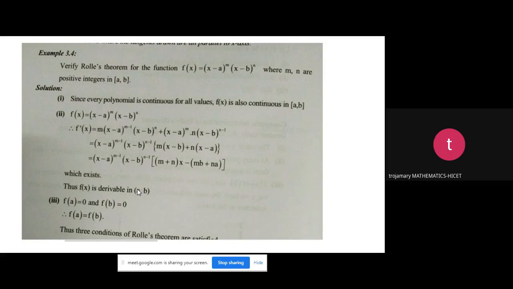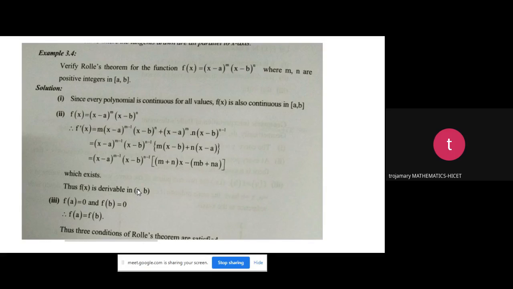Then the derivative exists in the open interval a b, so it is differentiable. Then f of a is 0, f of b is 0. Just find the value for f of a. Putting x equal to a, this is 0. Similarly, putting x equal to b, it is 0. So f of a equal to f of b. Now all three conditions are checked.